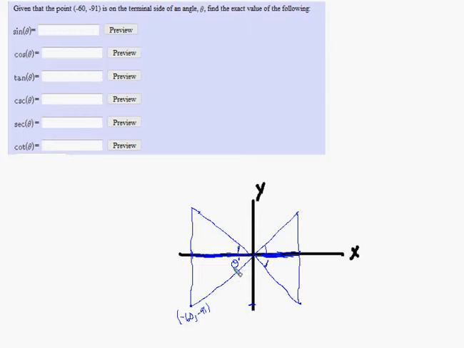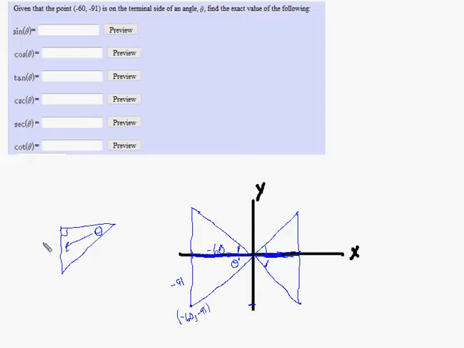Now to label my sides, the fact that this is the point negative 60, negative 91 means that this side of my triangle here would be labeled negative 60. And since the y value is negative 91, this side here on the triangle would be labeled negative 91. If I get rid of all this other information and just look at the triangle, I really only need the piece of information I'm trying to find in the first question, the sine of this angle, which is the opposite side over the hypotenuse.